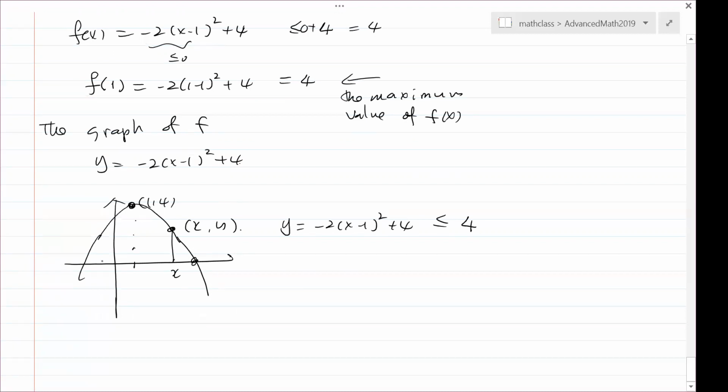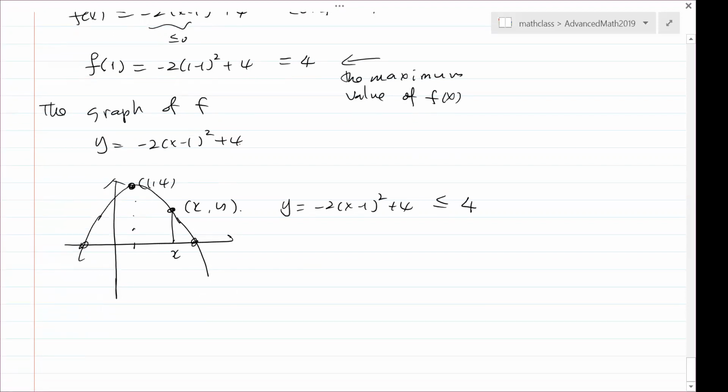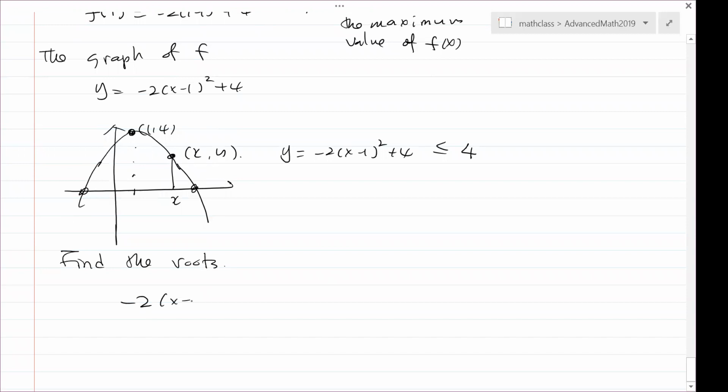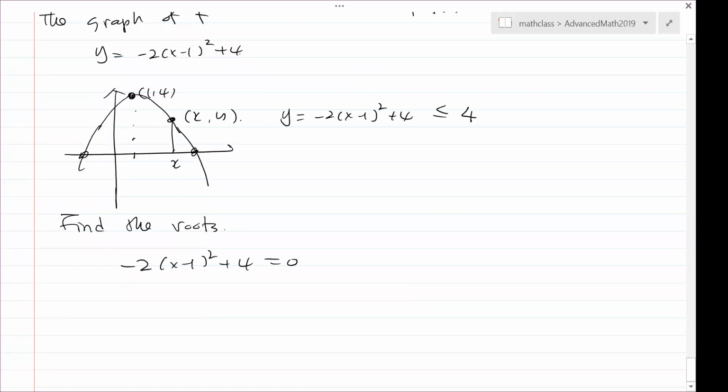Once you have the standard form, it's easy to find the roots, right? Using the standard form, you set x minus 1 squared equals 2, right? So x minus 1 equals plus or minus square root 2. So x is 1 plus or minus square root 2. So you get 2 roots. They're not integers.